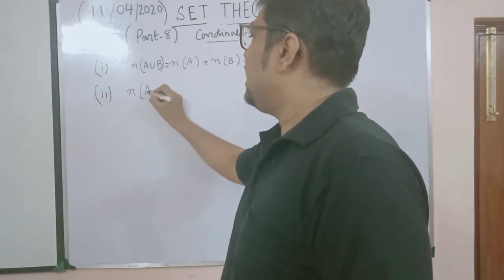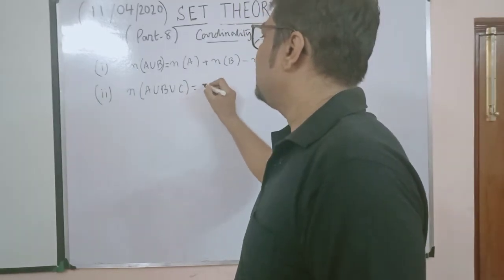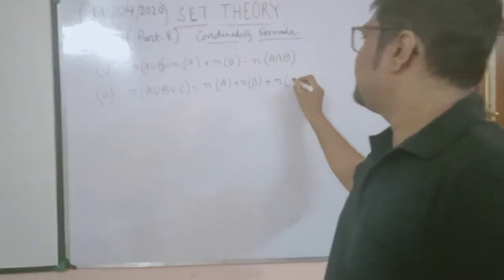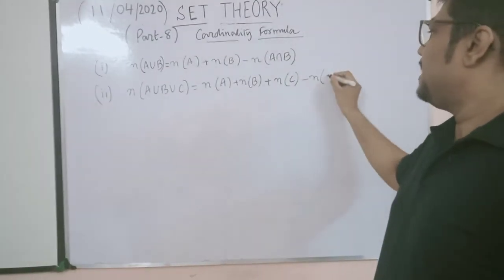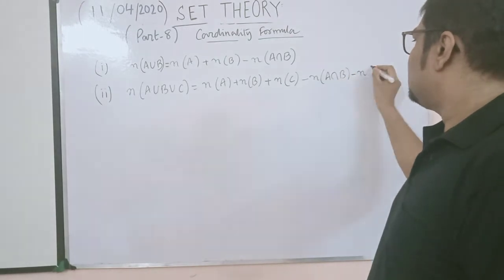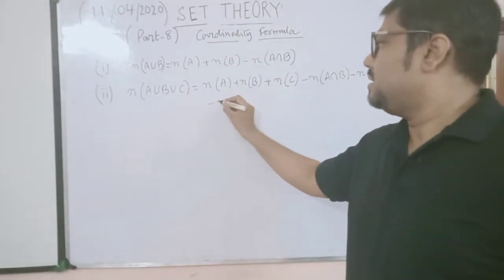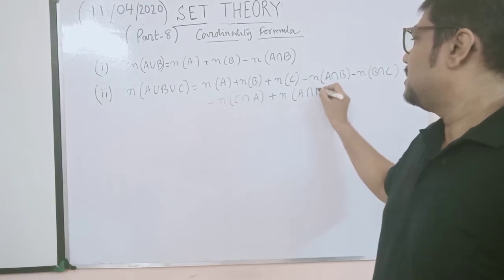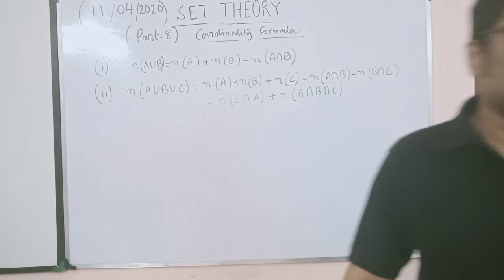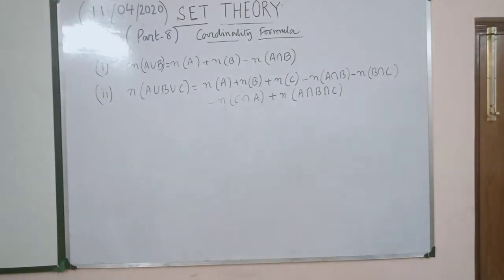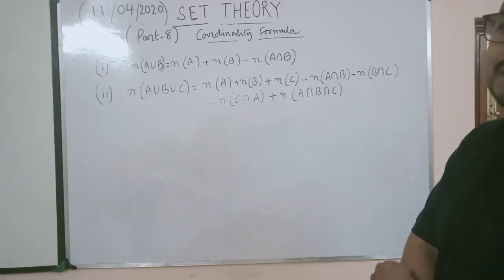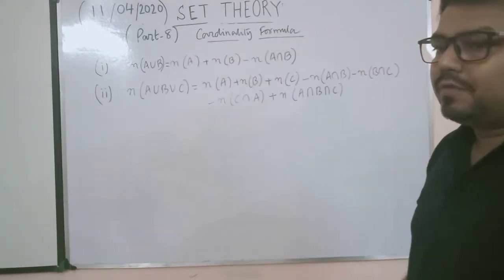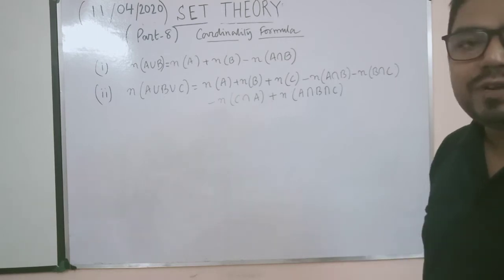Next, if I write the cardinality of A union B union C, it will be n of A plus n of B plus n of C, then minus n of A intersection B, minus n of B intersection C, minus n of C intersection A, plus n of A intersection B intersection C. So there could be many cardinality formulas. There is no end to it. As per the situation, we write our own formula. The main way of writing a cardinality formula yourself is to study the Venn diagrams properly.